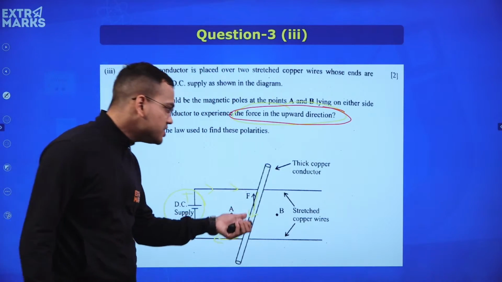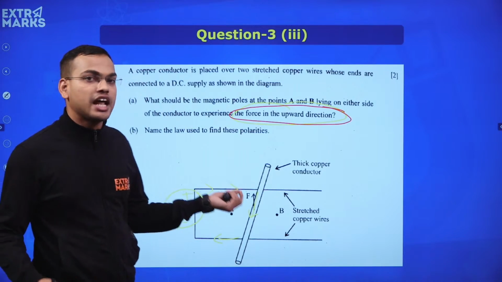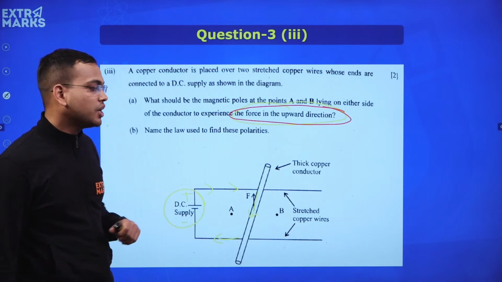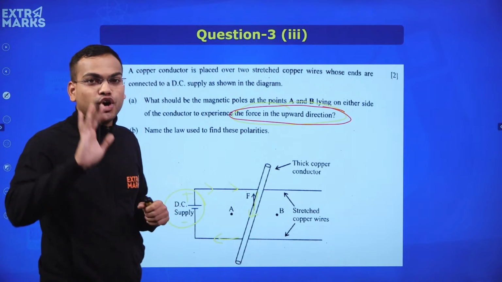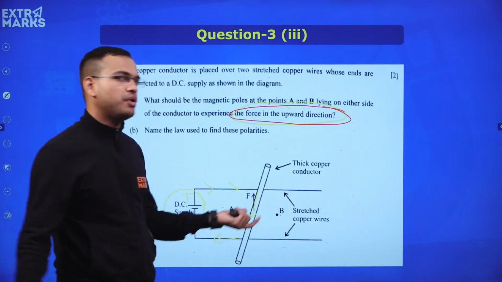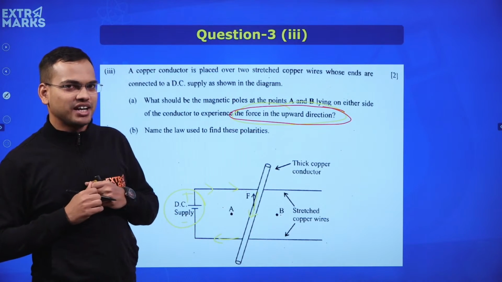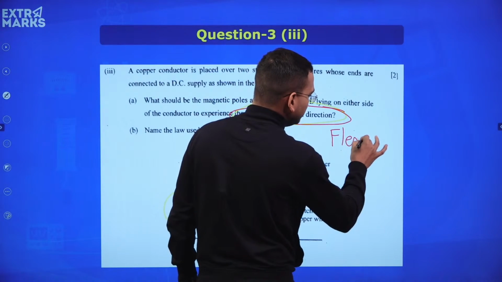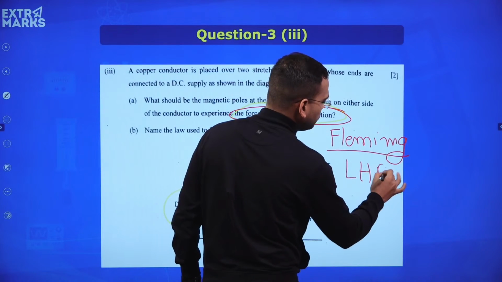If the question wants this thick copper conductor to move in the upward direction, that means we have the direction of force as well. We know the direction of force and the direction of current. The question is now checking whether you know the direction of the magnetic field, because once you know it, you will know the north and south poles at points A and B. Which rule will you use to find the direction of magnetic field? Very simple: Fleming's left hand rule.